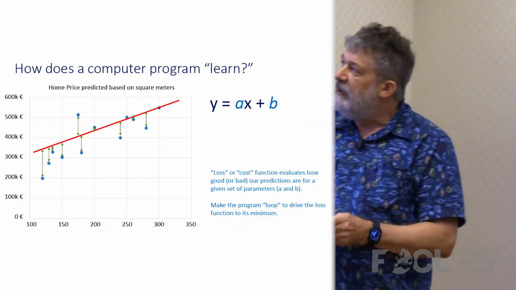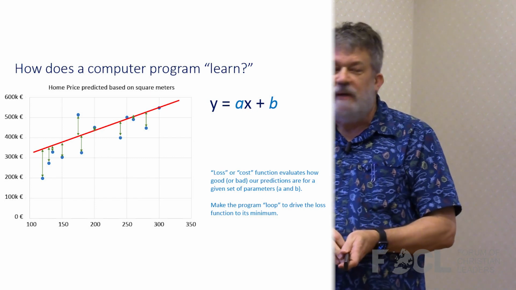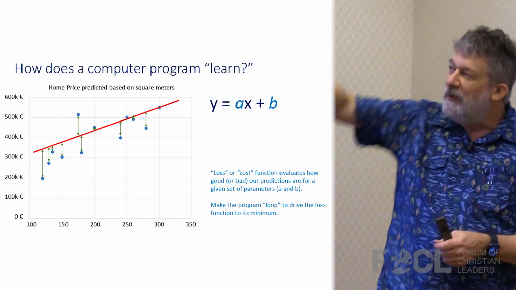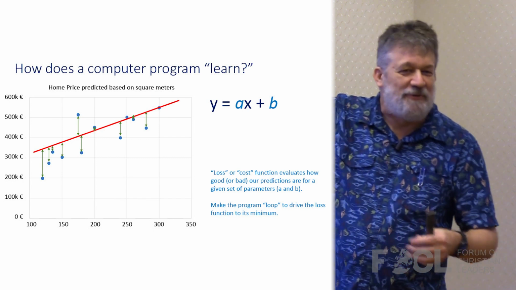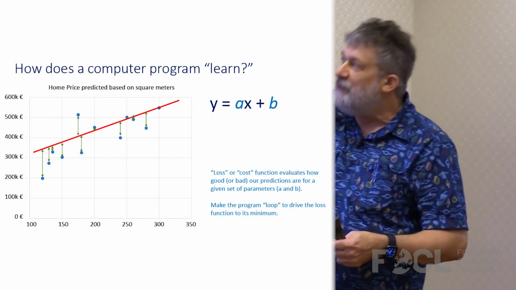So how does a computer program learn? How many people remember this formula here from, maybe I shouldn't ask you to raise your hand. So I'm not going to ask you to raise your hand. The formula for a straight line on a two-dimensional graph like this is y equals ax plus b.